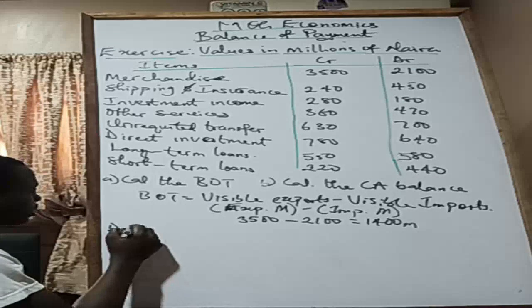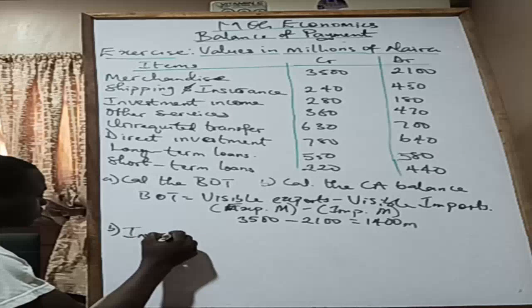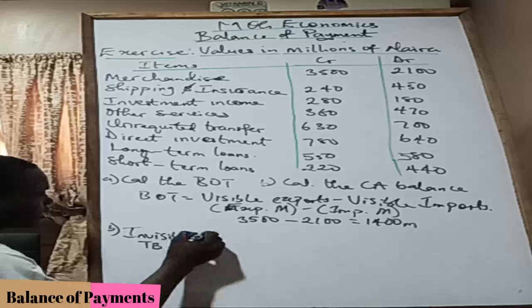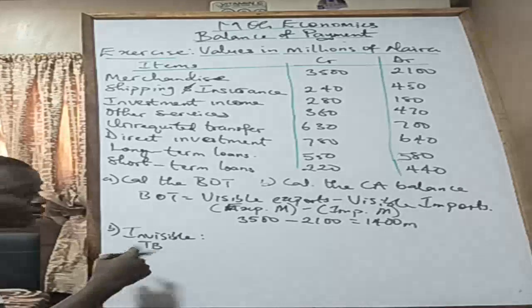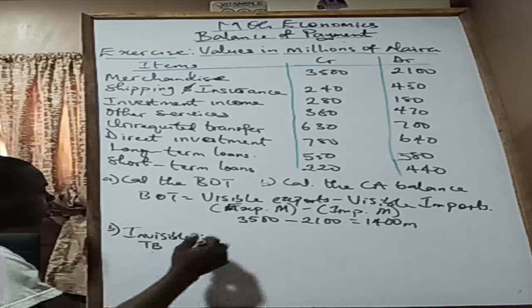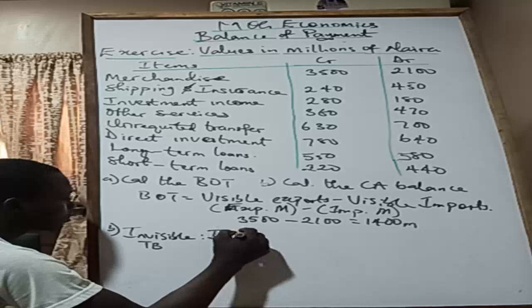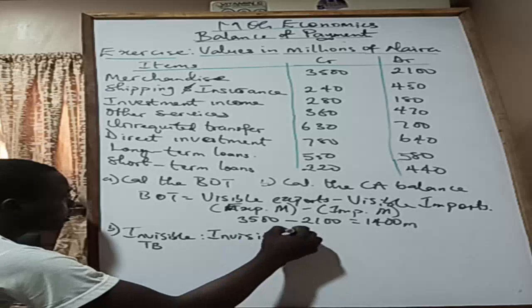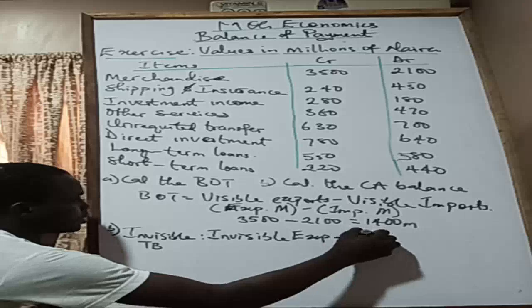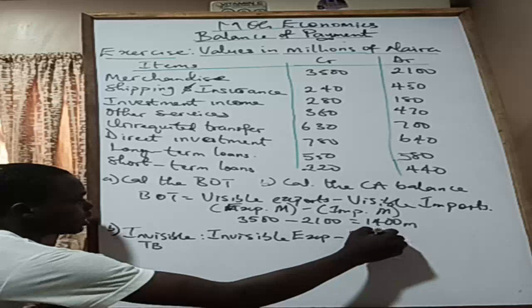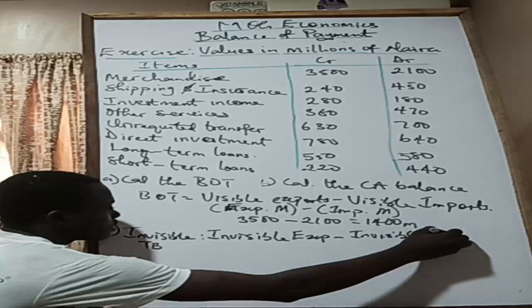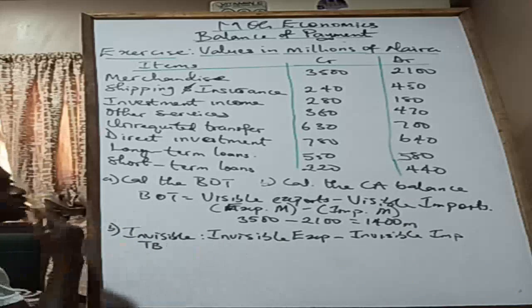So invisible trade balance, let me just call it invisible TB. Please don't write TB in your exam, it's just because of space. So invisible trade balance is going to be invisible exports minus invisible imports. I don't know, some of you might think IND is investments. Please don't write acronyms in an examination.